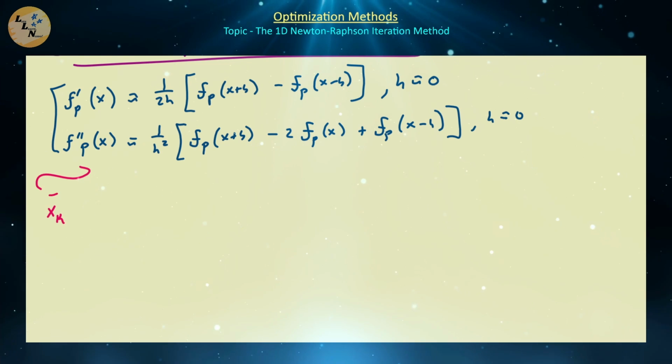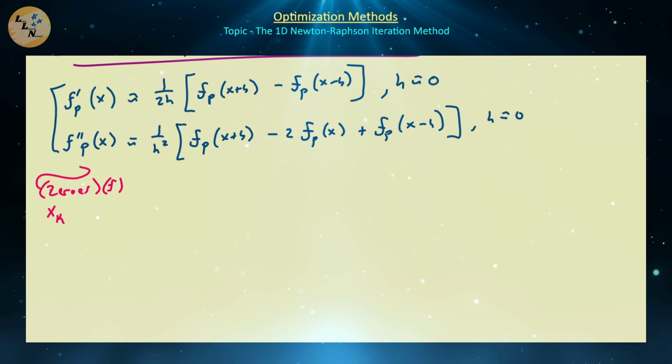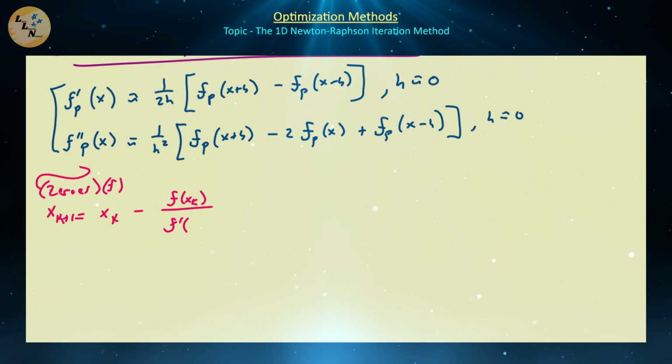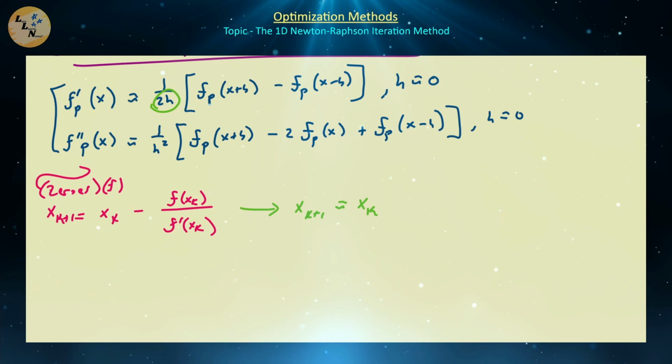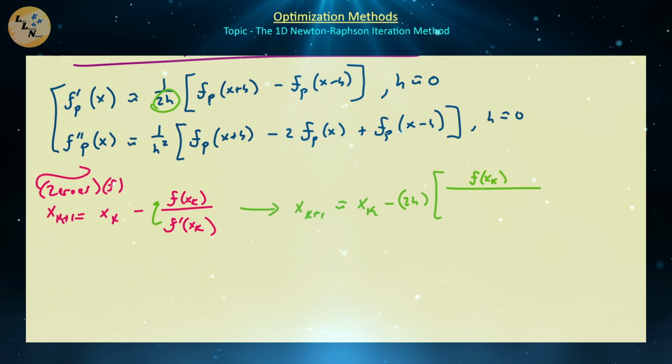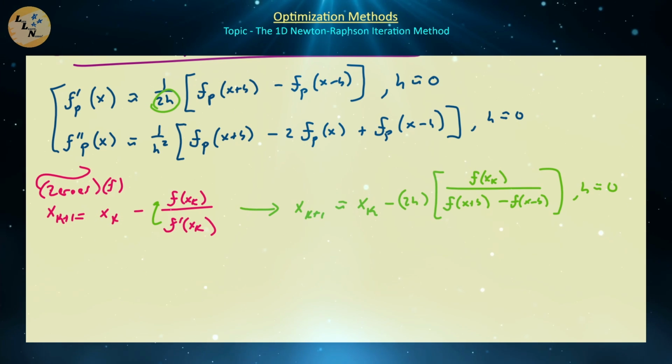So let's just refresh. For finding the zeros of some function f, xk plus 1 is equal to xk minus f of xk all over f prime of xk. If we represent this in the numerical perspective, xk plus 1 is approximately equal to xk minus 2h times the expression f of xk, which was originally on the top, since f prime is on the bottom and the 2h reciprocates, and then on the bottom we have f of x plus h minus f of x minus h, where h is chosen to be approximately 0. All right, so that is that particular expression, which is very nice.